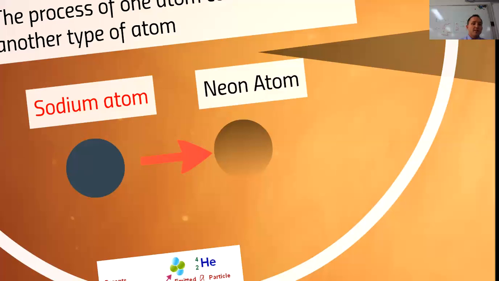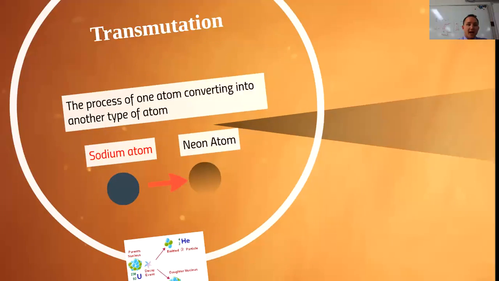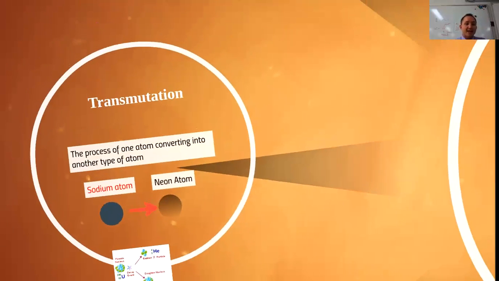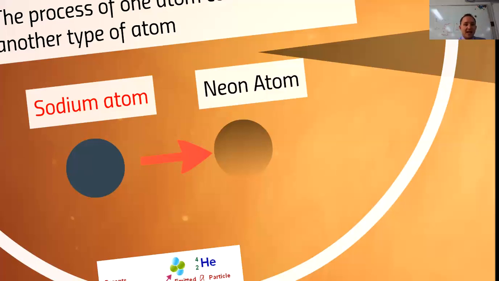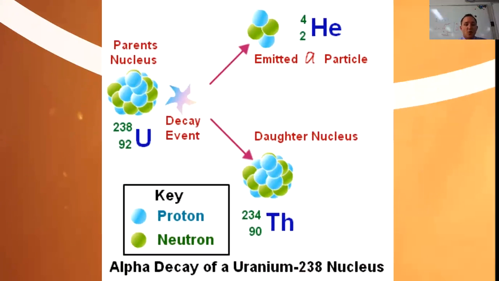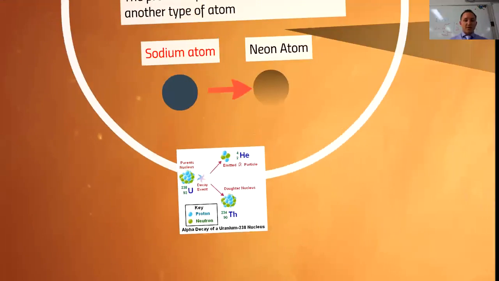Basically, if you were to take an element such as a sodium atom, the general term for an atom changing or converting into another element is known as transmutation. So here's an example: a sodium atom can actually change into a neon atom. We say it's transmutated by nuclear reactions. It undergoes what's known as nuclear decay, where particles come out of the nucleus and are emitted, and it changes the whole makeup of the atom.